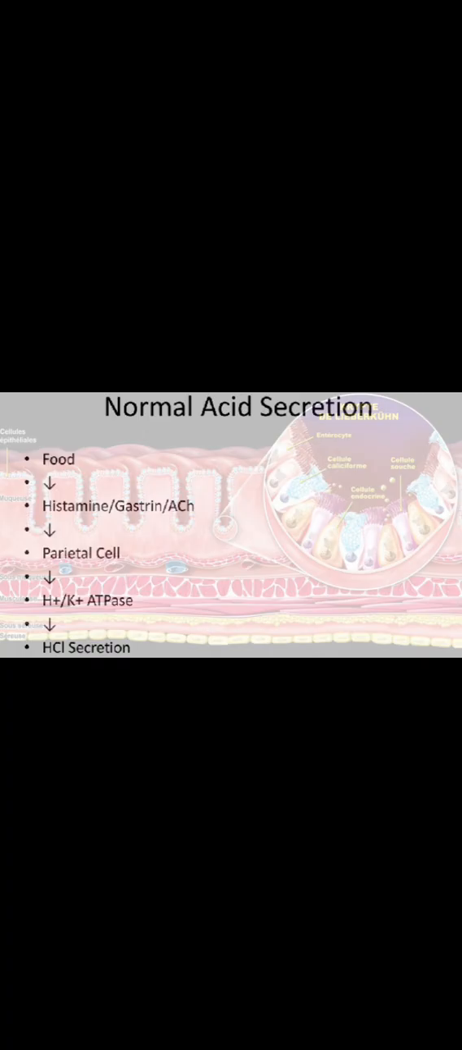So proton pump inhibitors are drugs that irreversibly inhibit the hydrogen potassium ATPase enzyme in the gastric parietal cells, thereby producing a profound reduction in gastric acid secretion. So next, mechanism of action.